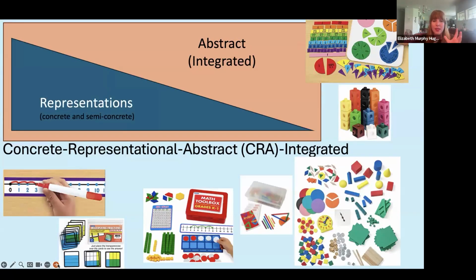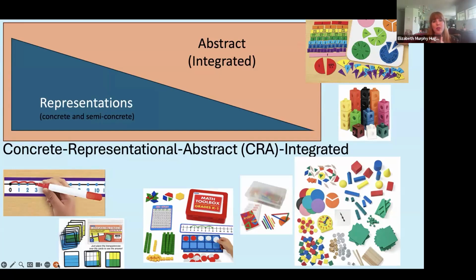Talking about manipulatives, there are lots of different manipulatives out there, things that you can buy, but you don't have to buy things. It doesn't have to be expensive. It can be popsicle sticks. You can use felt and cut felt. There are lots of different ways to make inexpensive manipulatives as well.